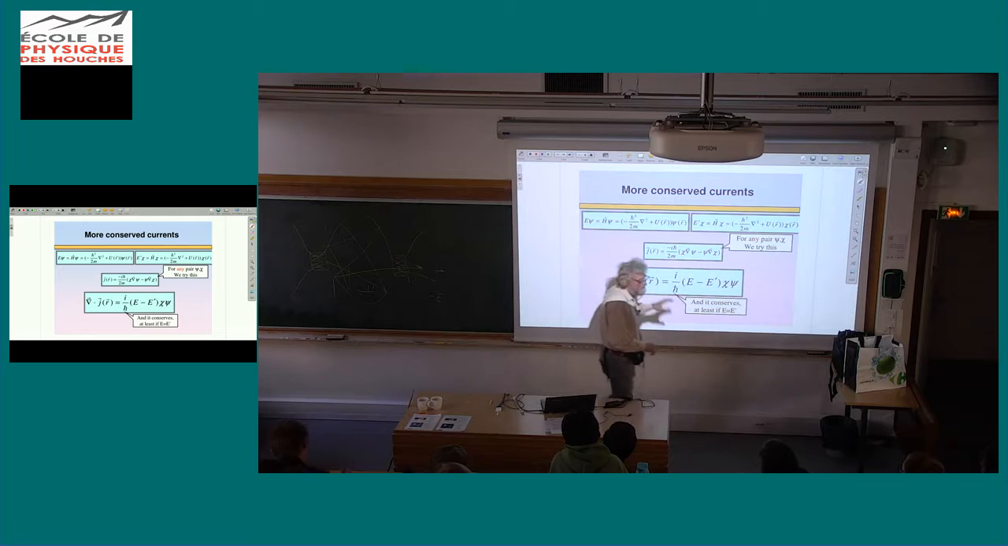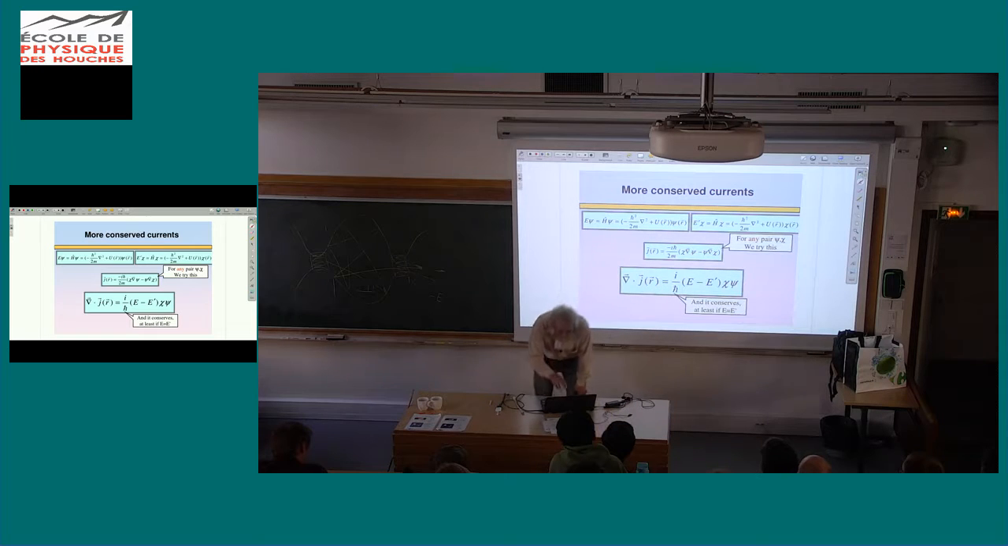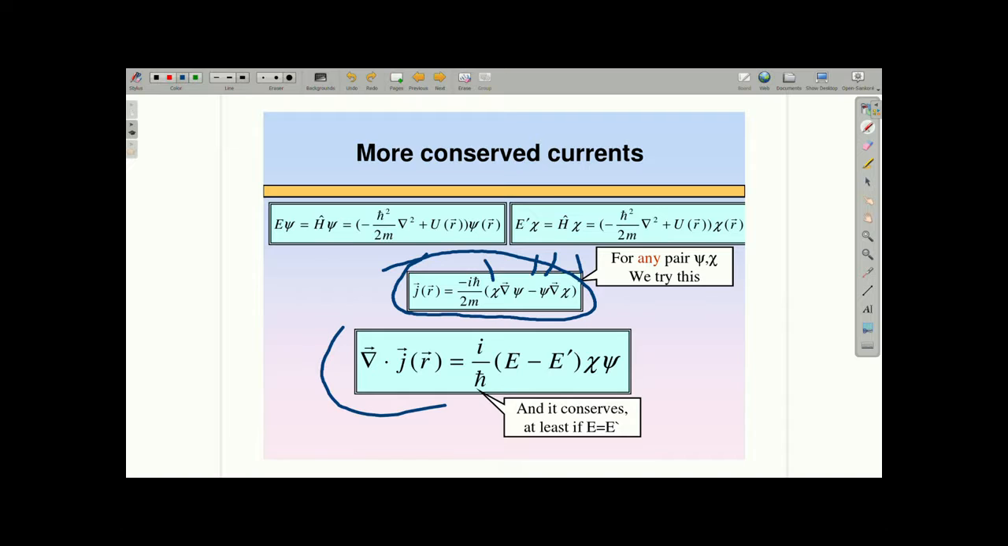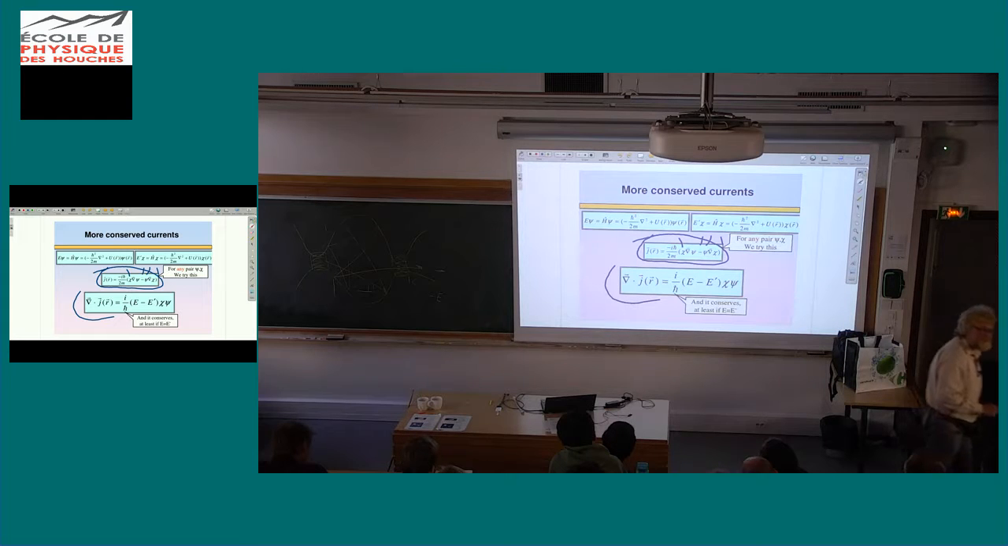Let me do what is not in the books. Let me generalize this approach a bit. Let's take two solutions of the Schrödinger equation, and let's play eventually a very similar game. Let's define a current which involves these two solutions, and let's run the same derivation. Then we will get, which could be rather unexpected, that the divergence of this current is zero, at least if the energies of these two solutions are the same.